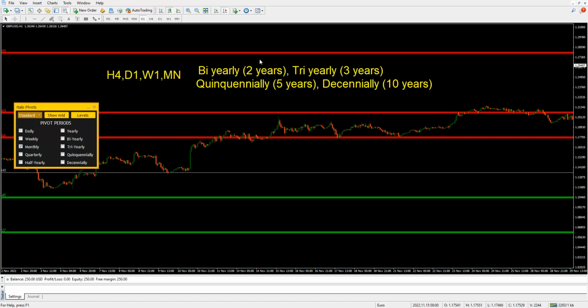Let's see. So for H4 time frame, for daily, weekly, and monthly time frames, the best pivot periods are biyearly, 2 years pivots, triyearly, 3 years pivot points here, quinquennially, 5 years, and decennially, 10 years pivot point. So now you have the whole list, the best pivot points for every single time frame.